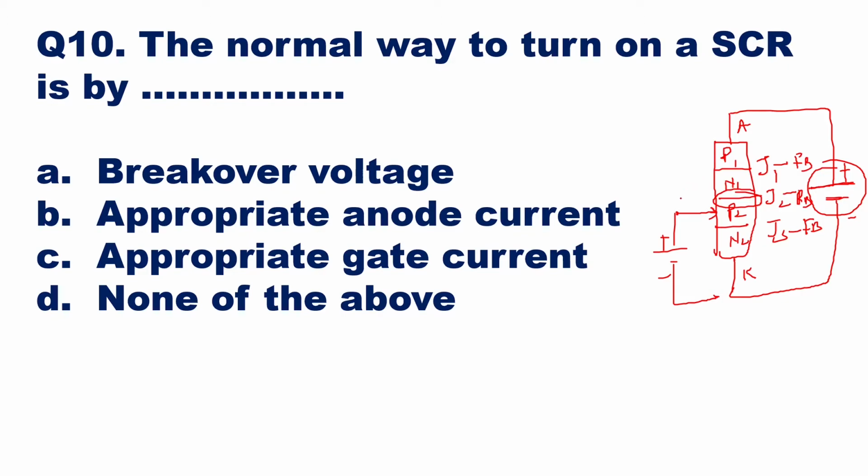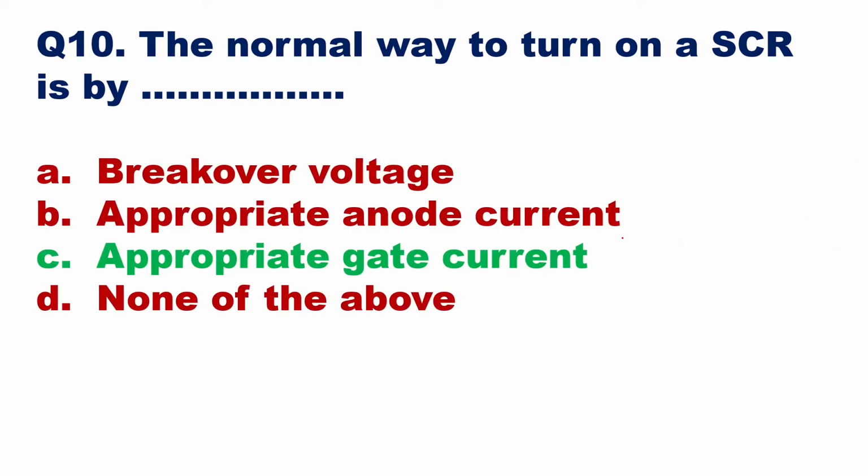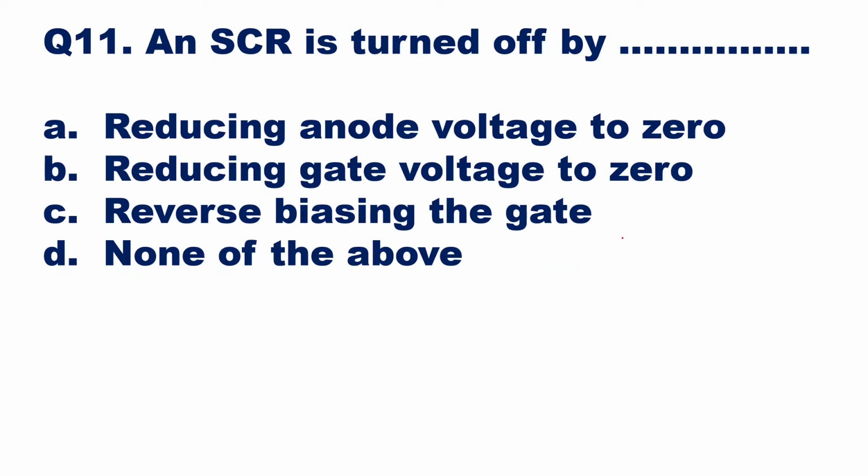So the normal way to turn on an SCR is by applying appropriate gate current. This is the right answer, appropriate gate current. So here you can see option C is the right answer. Then we'll go to question number 11.